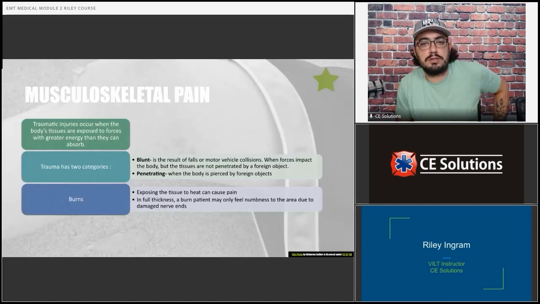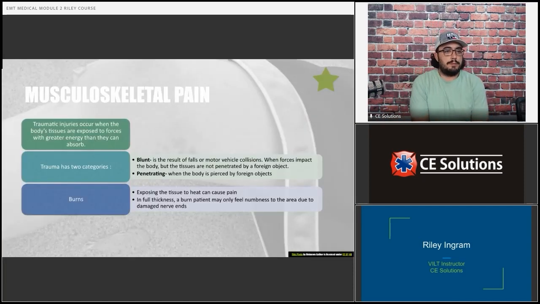All right, musculoskeletal pain. Traumatic injuries occur when the body's tissues are exposed to forces with greater energy than they can absorb. Trauma has two different categories: blunt trauma and penetrating trauma. We all probably know what the difference is between those two, but let's cover it just in case.